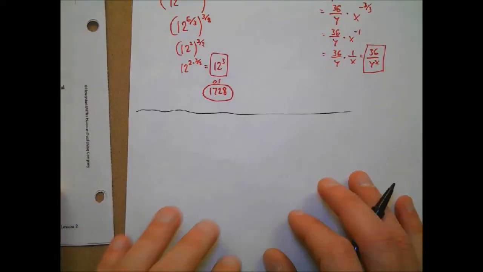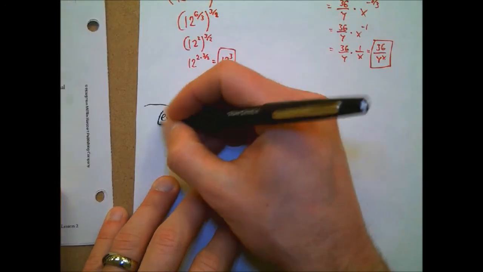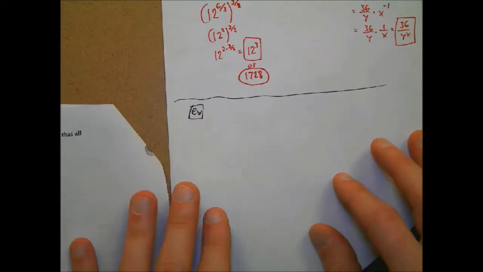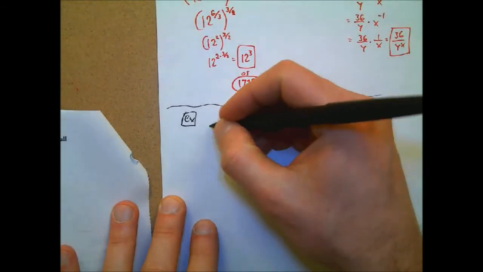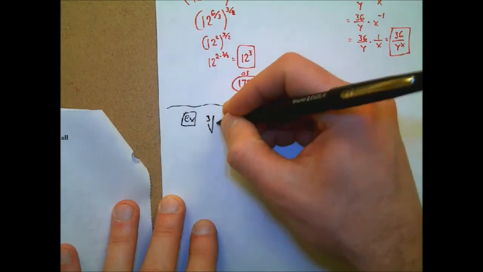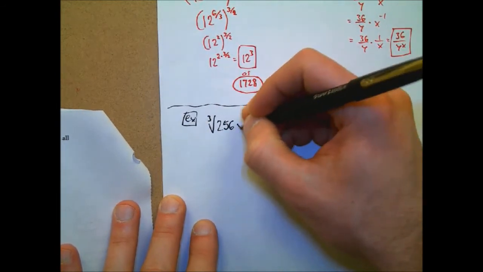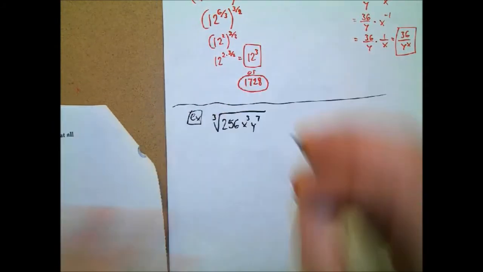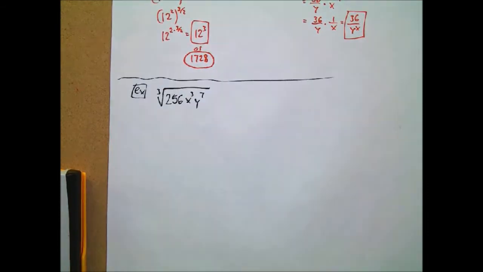Okay, so let me start with an example here. I want to start with that one first. Let's say we've got the cube root of 256 x to the 3rd, y to the 7th. And again, we just want to simplify.